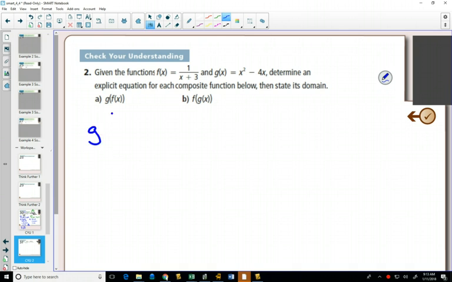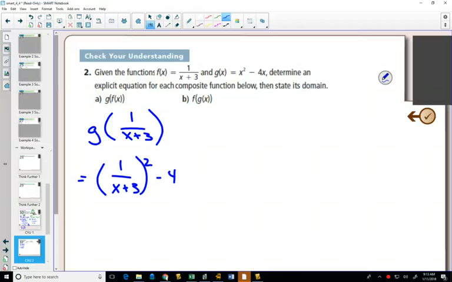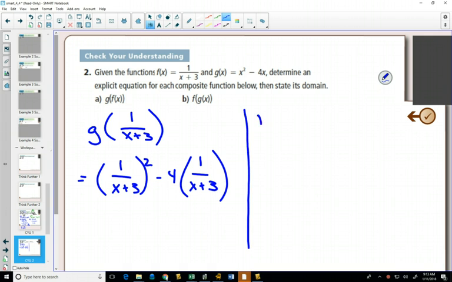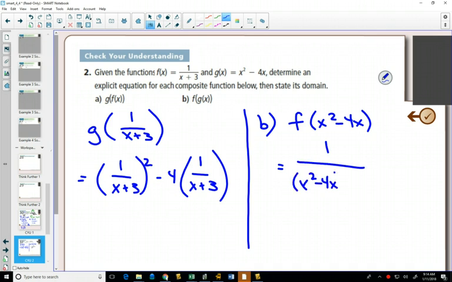F of x is 1 over x plus 3. And if you put 1 over x plus 3 into g of x, whatever you put in gets squared. And then you subtract 4 times whatever you put in. And so this is what it would look like unsimplified. In B, f of g of x, well, g of x is x squared minus 4x. And f says whatever you put in, you do 1 over that plus 3. So this would equal 1 over this plus 3.